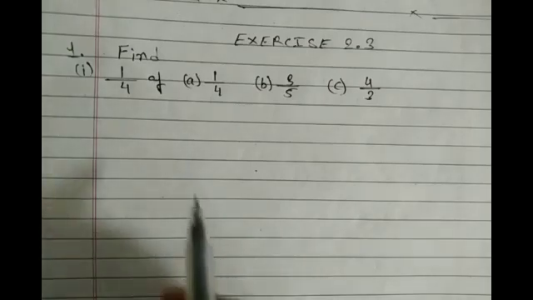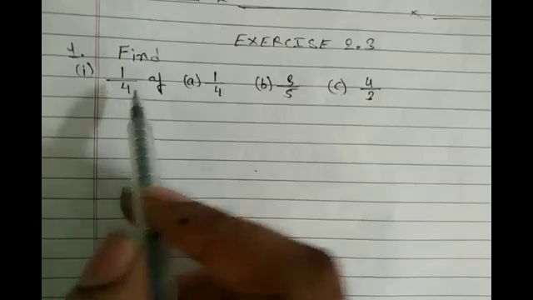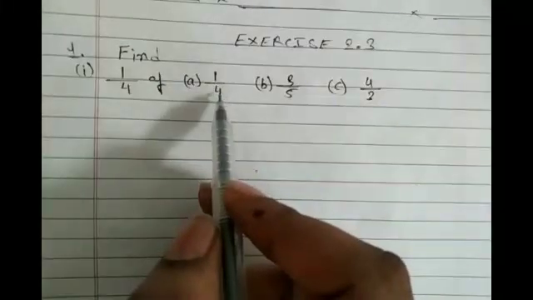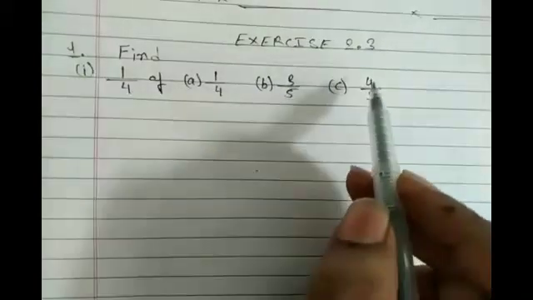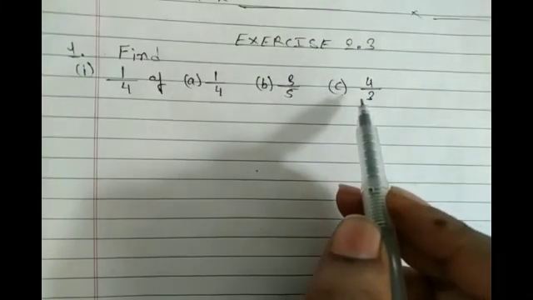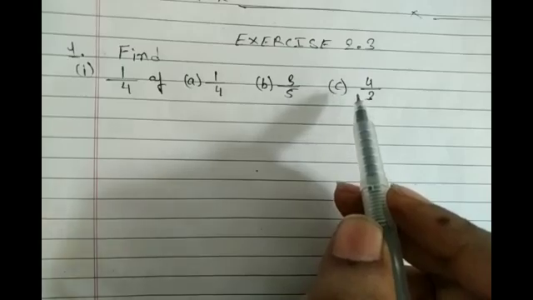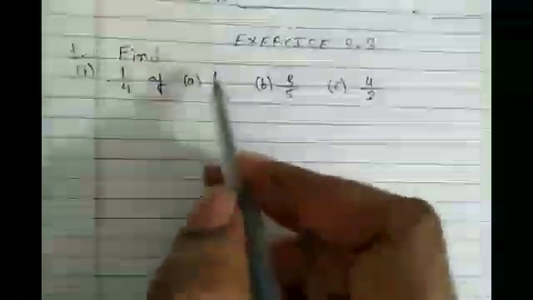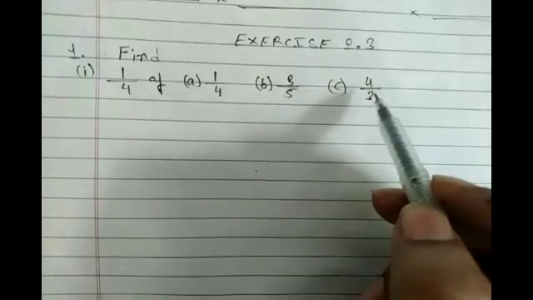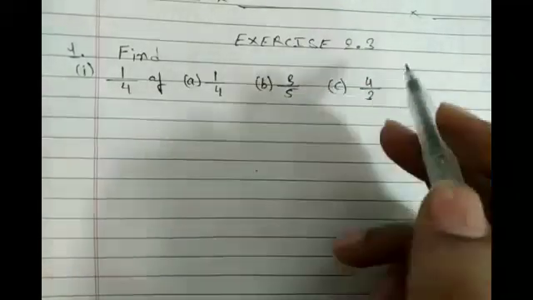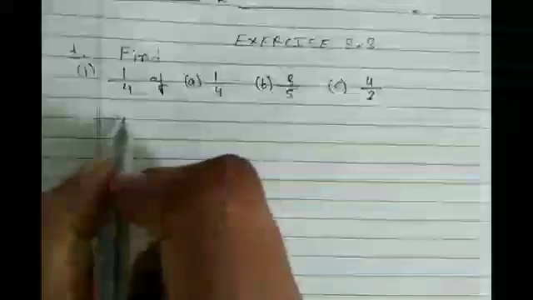So see the first question, find 1 upon 4 of. The A part is 1 upon 4, the second part is 3 upon 5, the third part is 4 upon 3. What does it mean? We have to multiply 1 upon 4 with 1 upon 4, then 3 upon 5 and 4 upon 3. There are three questions. So let's start with question number A.